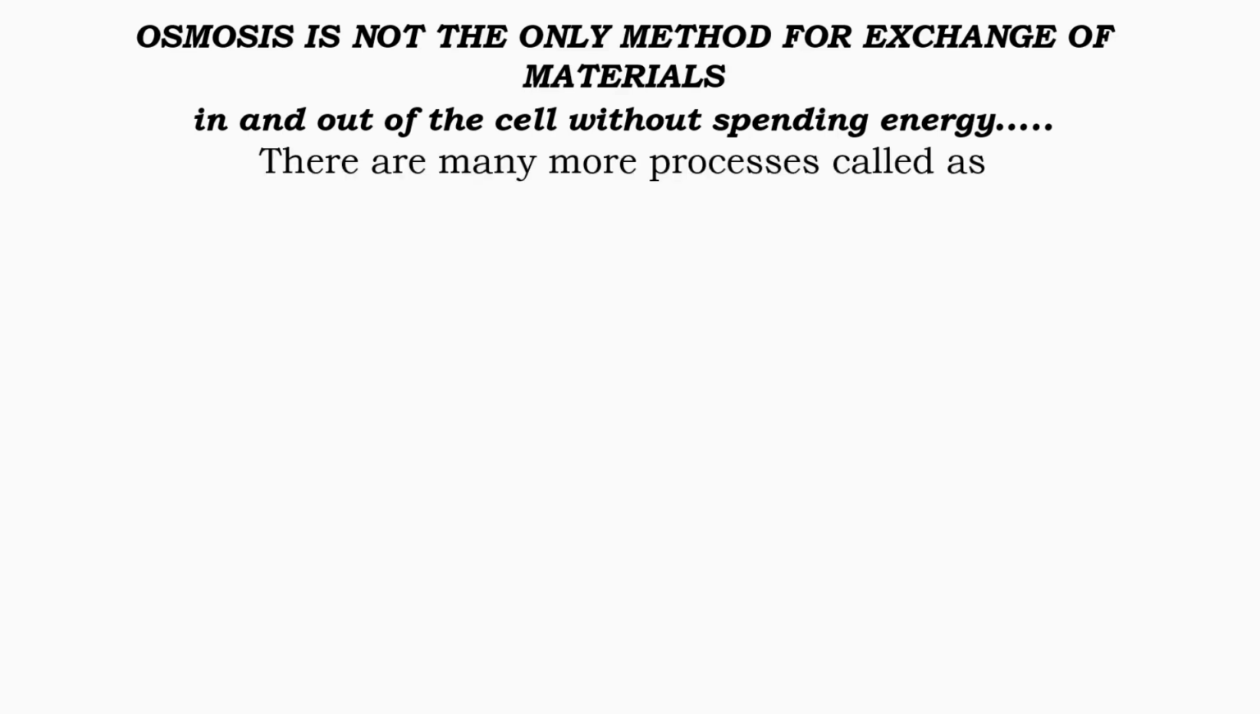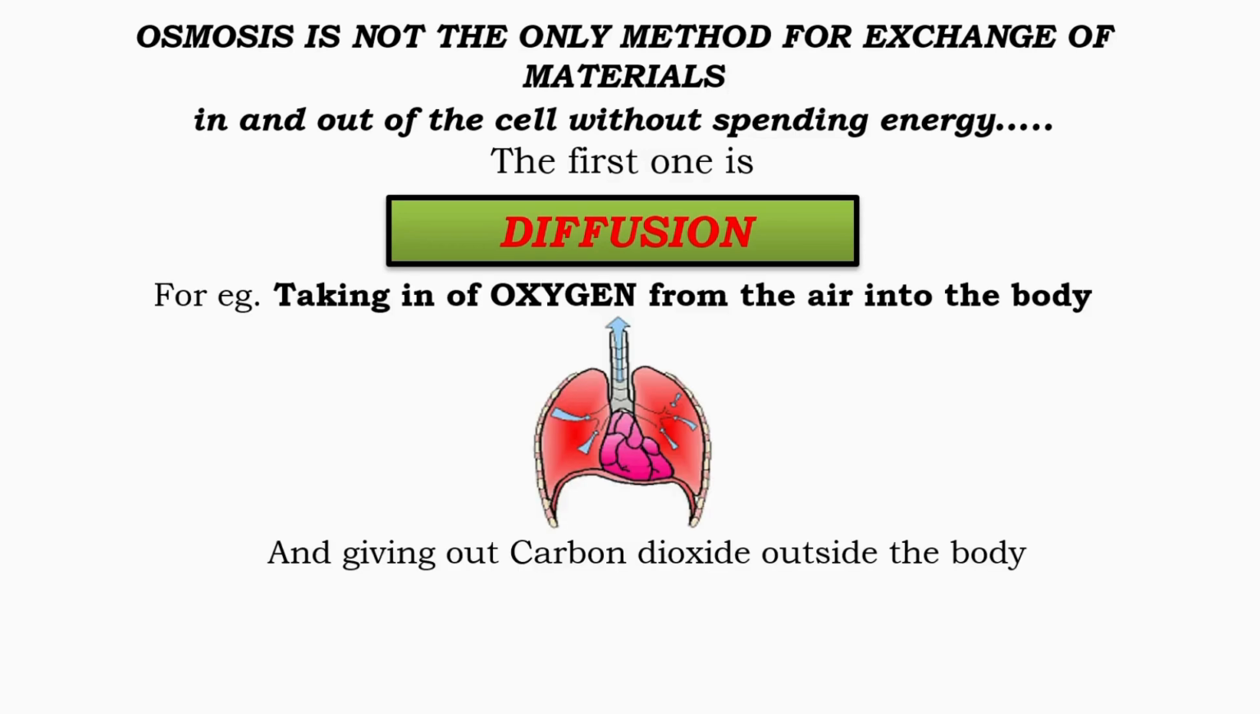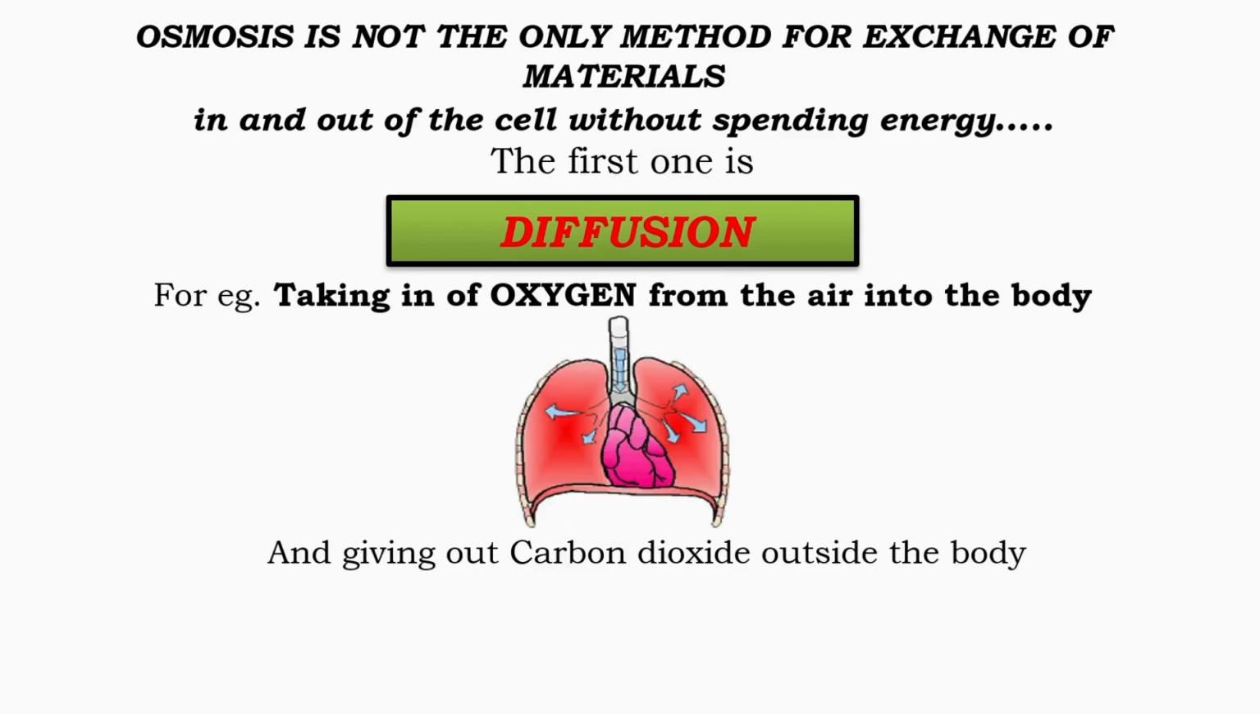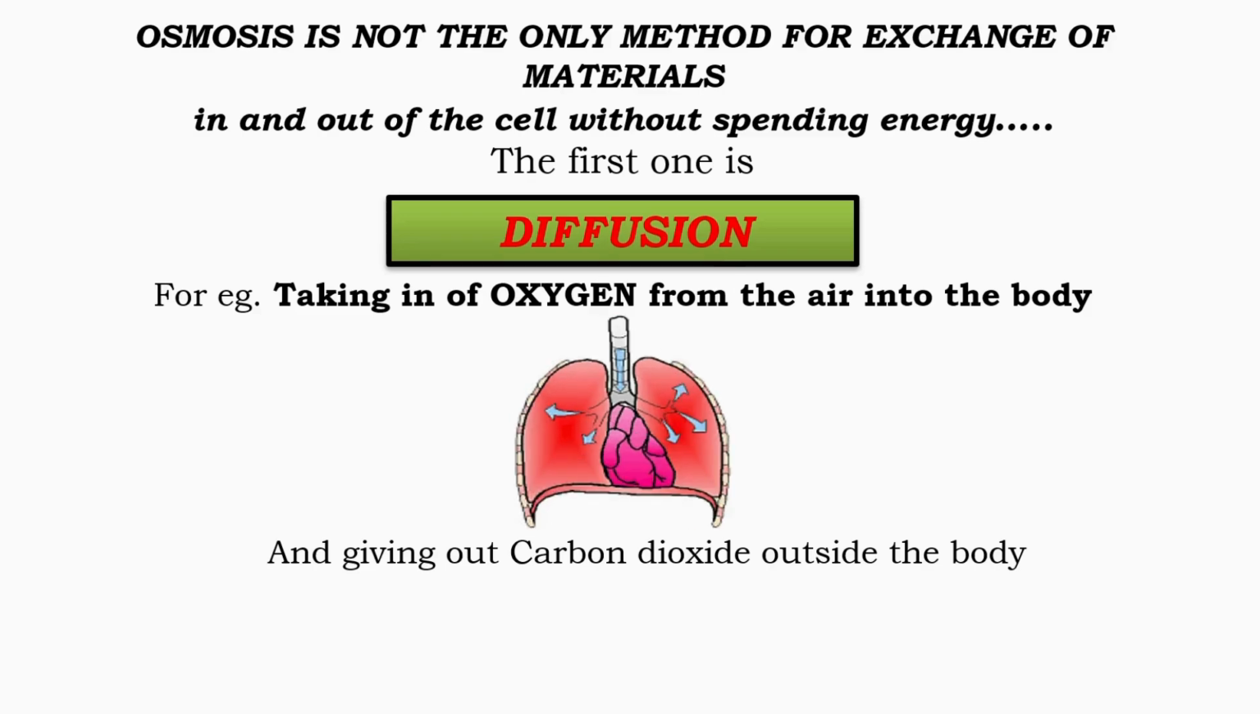Module 4. Osmosis is not the only method for exchange of materials in and out of the cell without spending energy. There are many more processes. The first one is diffusion. For example, taking in of oxygen from the air into the body and giving out carbon dioxide outside the body.